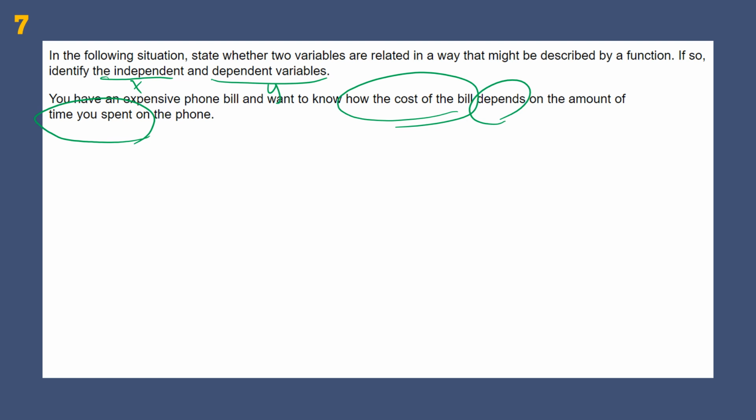So the dependent variable is the one that depends. So we say the cost depends on the time we spent. So in that way, it's actually telling us the dependent variable is what depends, okay? What does it depend on? It depends on the independent variable. So this would be a function, and it would depend on the amount of time you spend on the phone. So time on the phone is our independent, and the cost is our dependent.